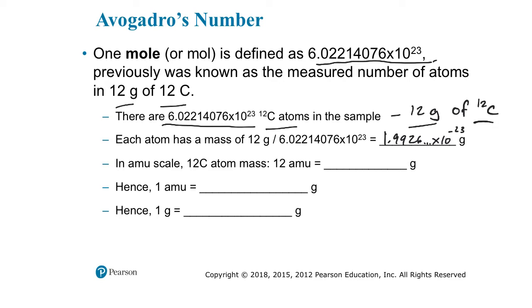So each of the carbon-12 atoms has this mass. Let's say each carbon atom has a mass of 1.9926 times 10 to the minus 23 grams. So in the AMU scale, what we can do is say, well, what if we set 12 atomic mass units to be equal to this number of grams?